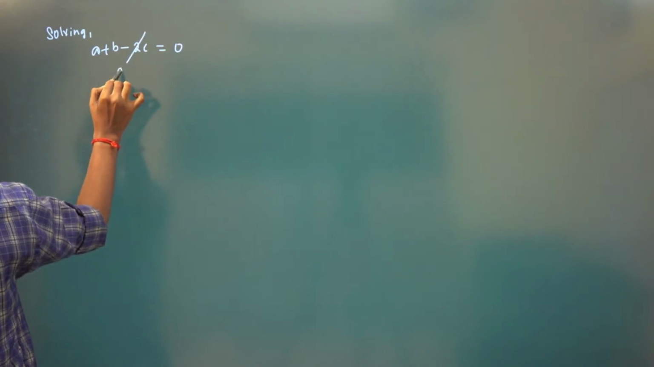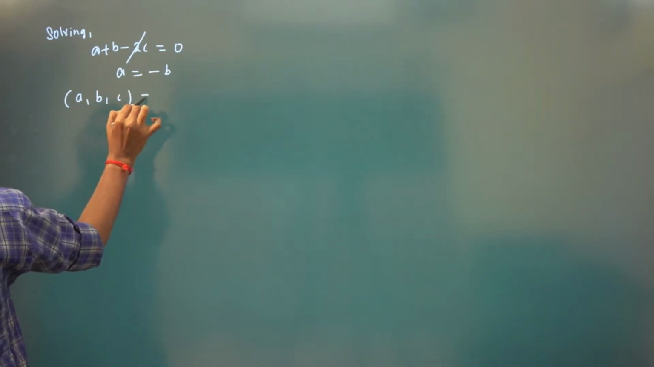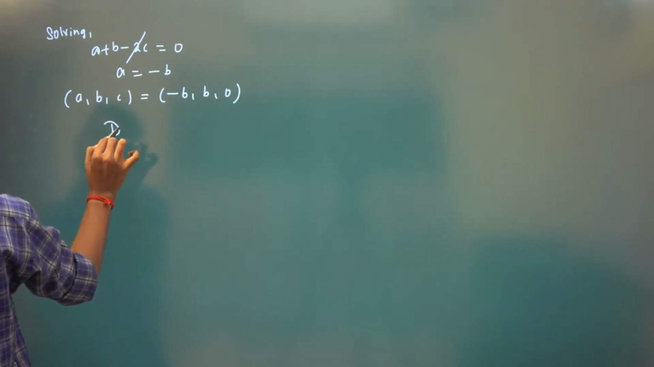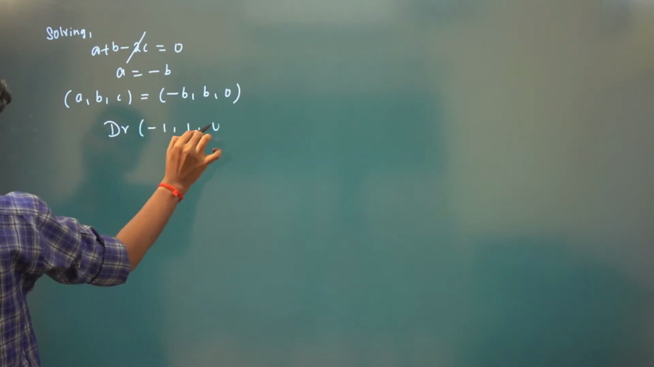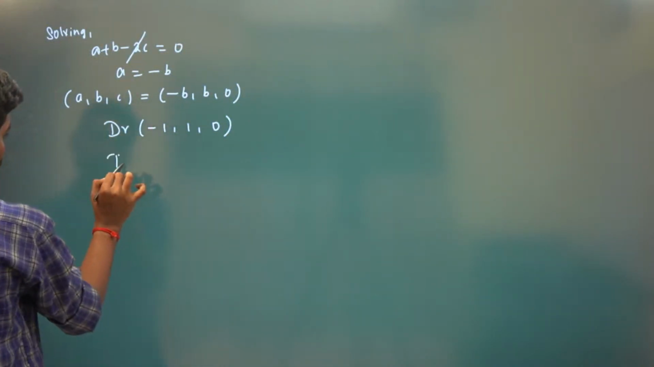And we know c is 0. So we have a is equal to minus b. So the direction ratio is a is minus b, c is 0. So that means one of the direction ratios is minus 1, 1, 0. So if we take b outside, it is proportional to b, right? Okay. So what about direction cosine?